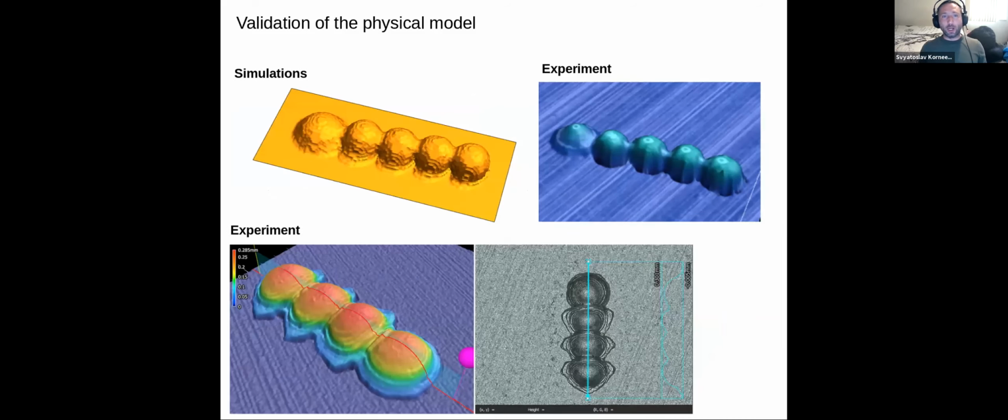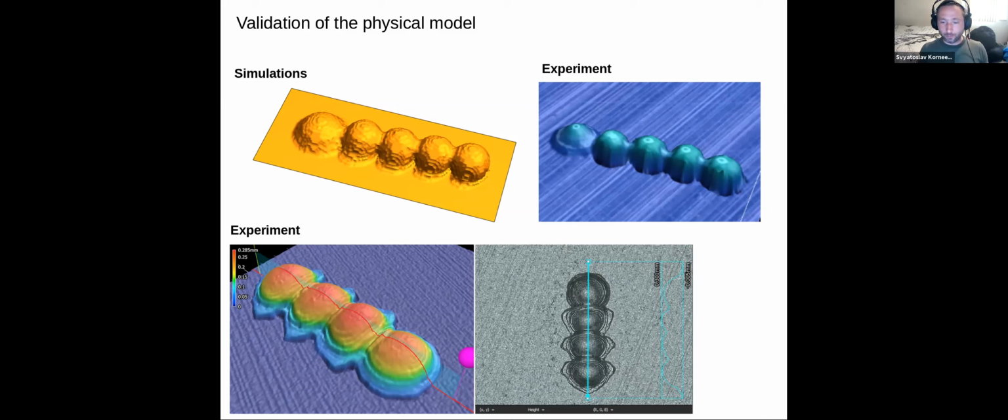And this slide summarizes a comparison of simulation with experiment for a line of droplets. The yellow color shows the simulation in the top left figure, and the rest of the figures are actual experimental measurements. You can see the first droplet and the second. The first droplet looks like a pancake. It spreads out, and the second has a different shape, and our model captures this.